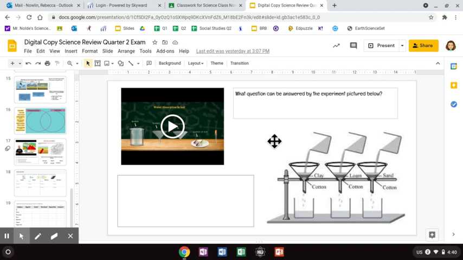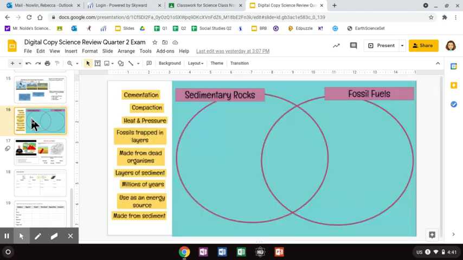Okay, guys, today we're going to finish up your science review. So we're going to do 16 through 19. All right. Okay, comparing sedimentary rocks to fossil fuels. We have done this before on your notes, so we're just going to review that again here. So sedimentary rocks only, fossil fuels only, and then things that go with both of them go in the middle.